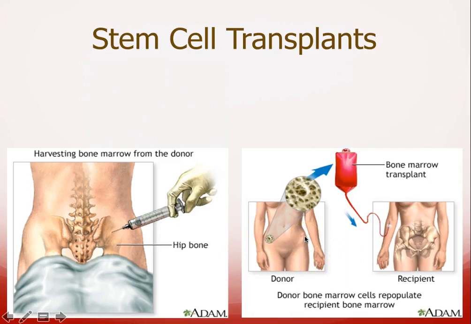Now, one thing that is kind of tricky about this is that when they do this, for the recipient, they often have to kill off all of the recipient's red bone marrow, for example, if they have bone marrow cancer or something like that. So basically they kill off all the bad cells, and then they try to repopulate it with the donor's red bone marrow, sorry.